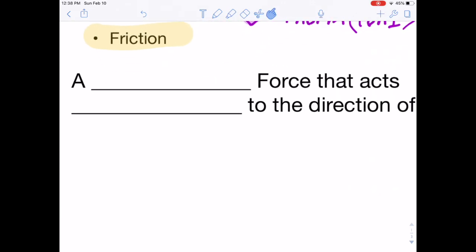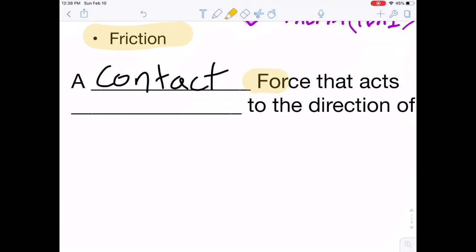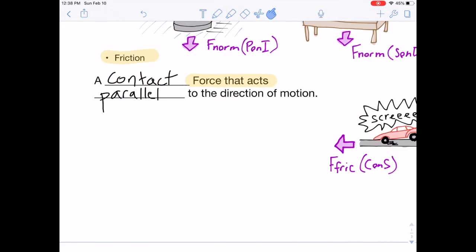Friction is a contact force that acts parallel to the direction of motion. So what does that mean?